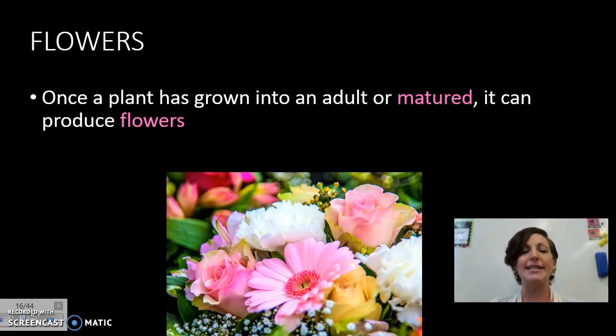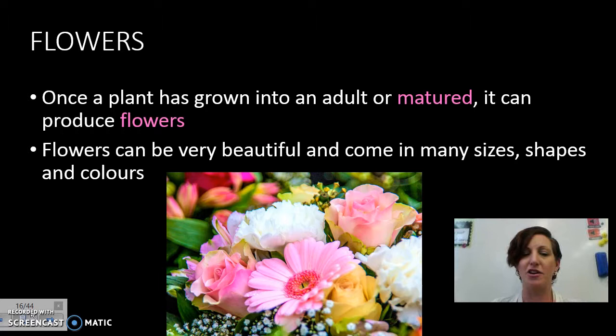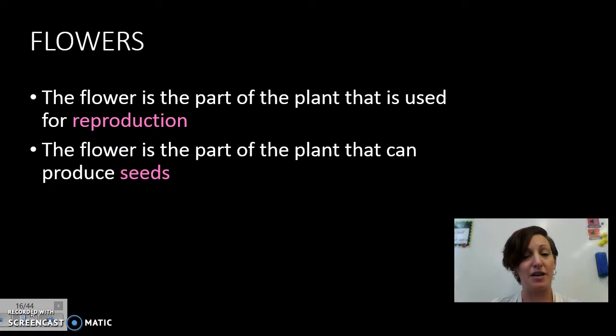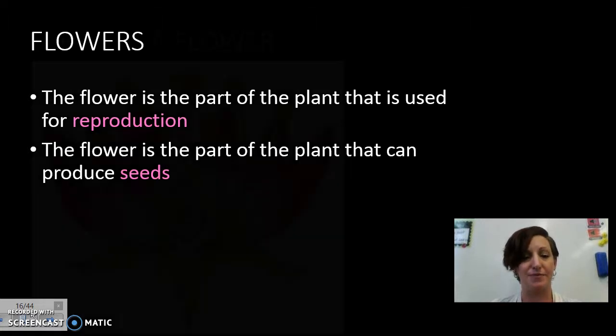Flowers. Once a plant has grown into an adult or matured, it can produce flowers. Flowers can be very beautiful. They come in many shapes, sizes and colours. And the flower is also the part of the plant that is used for reproduction. So the flower is the part of the plant that can produce seeds.